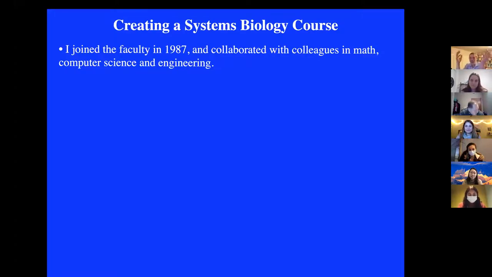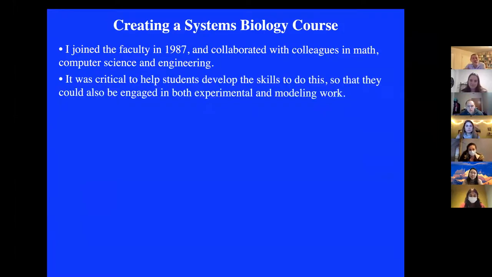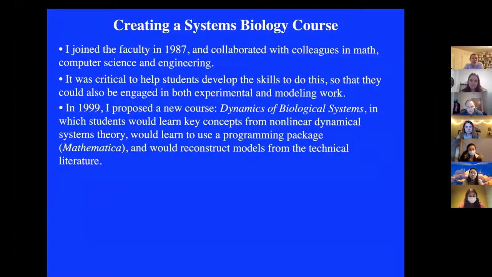How do you get such students? Well, you can teach them that material and then those students become part of the group that can be focused on these questions, not necessarily just for me, but for anybody else. So because I felt it was critical to help students develop the skills so they could be doing experimental and modeling work, in 1999, I proposed a new course, Dynamics of Biological Systems. And in that course, students would learn key concepts from nonlinear dynamical systems theory and would learn to use a programming package, Mathematica, and would reconstruct models from the technical literature. So that's how that course came to be.